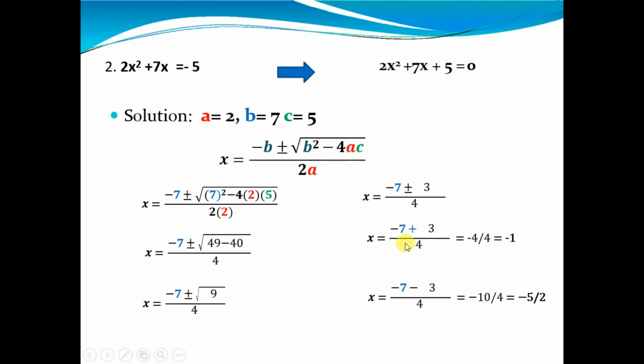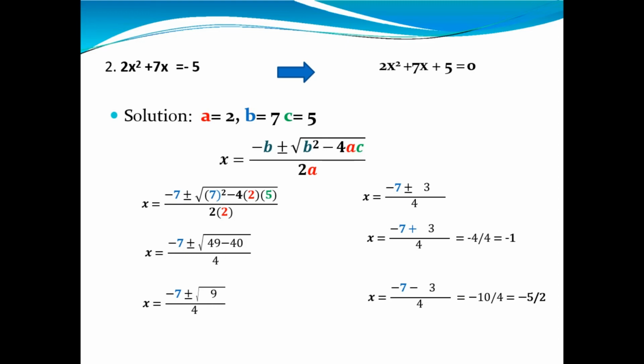Going to the first expression, we have negative 7 plus 3, that is negative 4 over 4. Negative 4 can be divided by 4 and the answer is negative 1. So that is the first value for our x. Now going to the second expression, we have negative 7 minus 3 is negative 10, negative 10 over 4. Now 4 cannot divide negative 10, so what we can do here is reduce our fraction to lowest terms, giving us the result negative 5 over 2. So the two values for our x are negative 1 and negative 5 over 2.